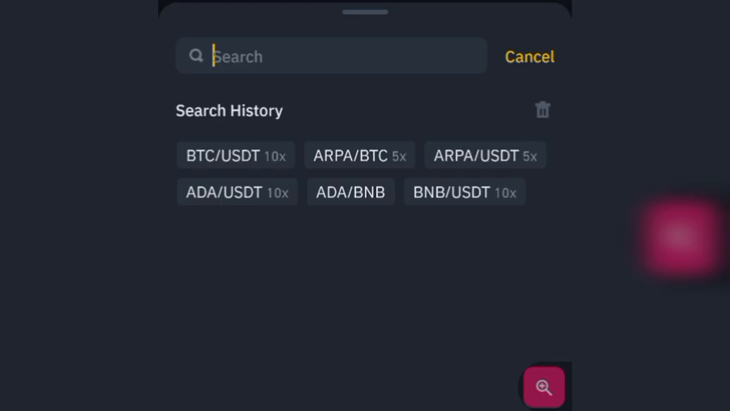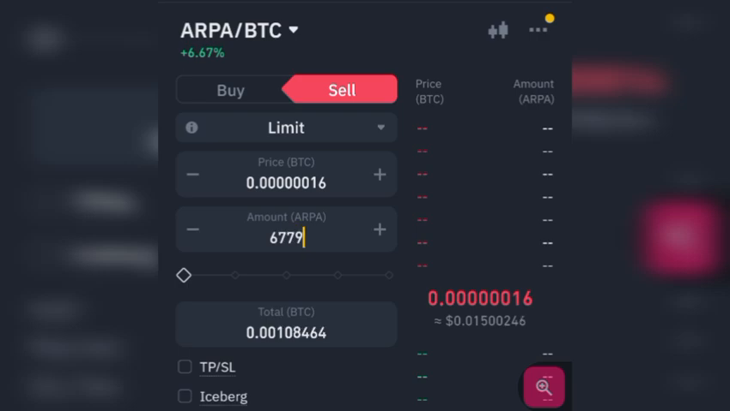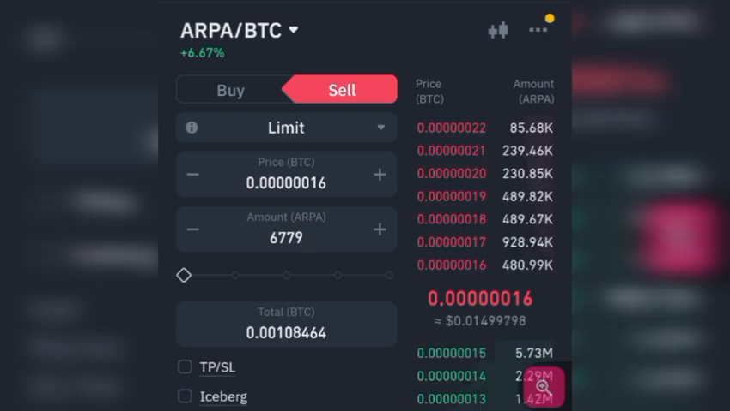Where is ARPA BTC? I have set my sell limit. Don't forget, it was 6779. Remember that? I set my sell limit. It's in the trade, and I'm waiting. So 1 hour passes, 2 hours pass, a whole day passes, and this trade doesn't execute. What is going to happen? That means we need to use the boomerang strategy.